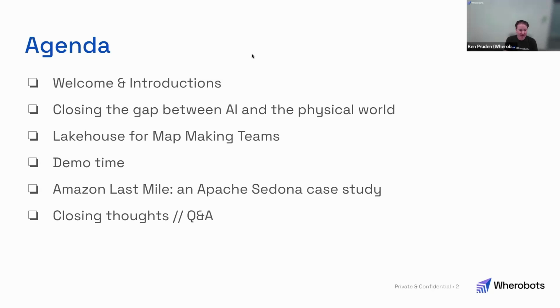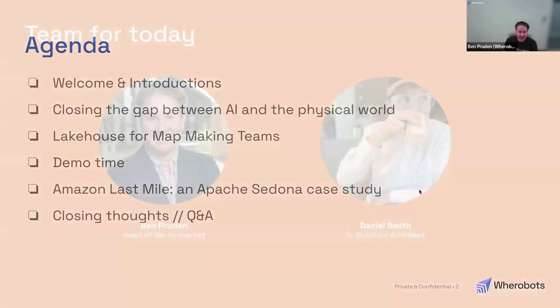We'll talk about how the team at Amazon Last Mile actively used Sedona to build their digital representation of the physical world and what that looks like and how they go about doing that. And then, of course, we'll close out with some thoughts and some Q&A. And as we're going here, we've got some polls that we're going to launch as well, because we're really curious about your feedback. So I'll be having those come up as well.